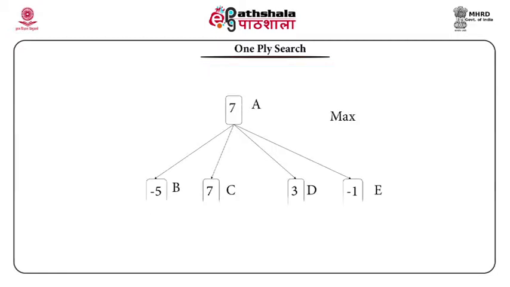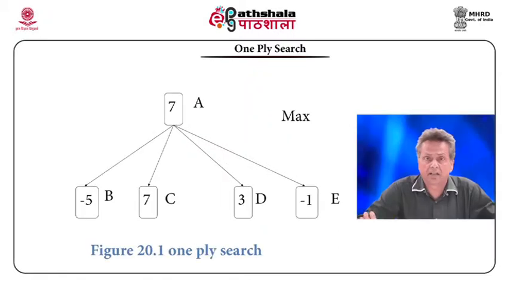A one ply search is shown in figure 20.1. You can see that A is explored, and it is a max ply because there is only one ply search. You just play your move and get all possible states. Suppose you have 4 possible moves, B, C, D, and E, and you can get any of them. So you just apply the static evaluation function to B, C, and then D. B says -5, which is not very good for us. C is 7, far better. D is 3 and E is -1. The best is obviously C, so you would choose to play the second.